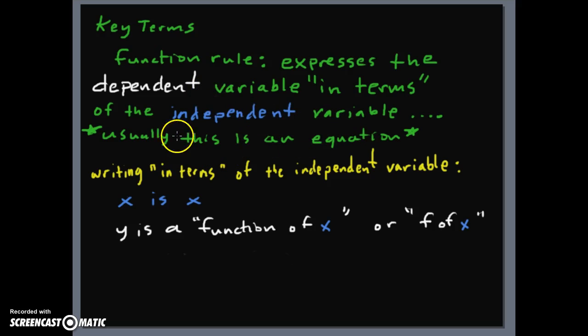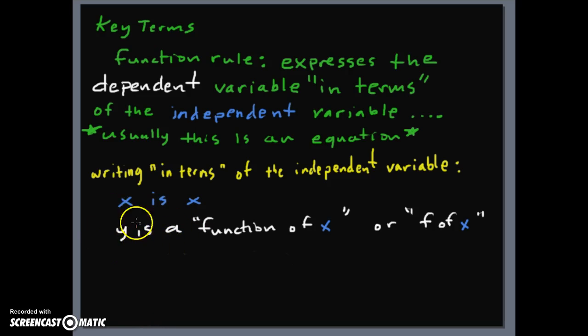So this function rule is usually an equation. Usually you see function rules expressed as an equation. And so going over when it says expresses the dependent variable in terms of, what does that mean, to take the dependent variable and write it in terms of the independent variable? So if we look at what that means, our independent variable in algebra is always x. And how do you express x in terms of the independent variable? Well, if x is the independent variable, then x is just x.